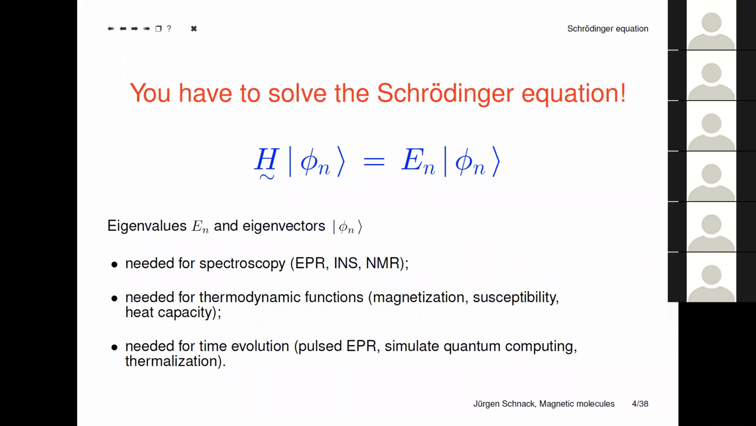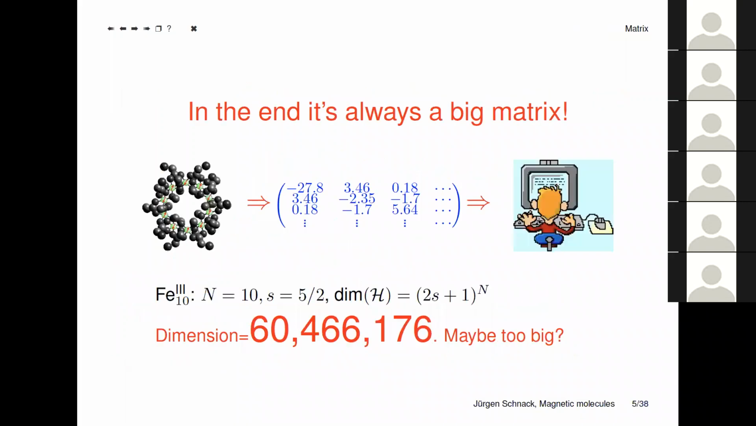And the third reason why we want to solve the Schrödinger equation is that if we have solved the stationary Schrödinger equation, we easily can solve the time-dependent Schrödinger equation, and we would need this for pulsed experiments, for instance, or in order to simulate quantum computing or thermalization processes. Okay, whatever you are after, in the end, your Hamiltonian always turns out to be a very big matrix.